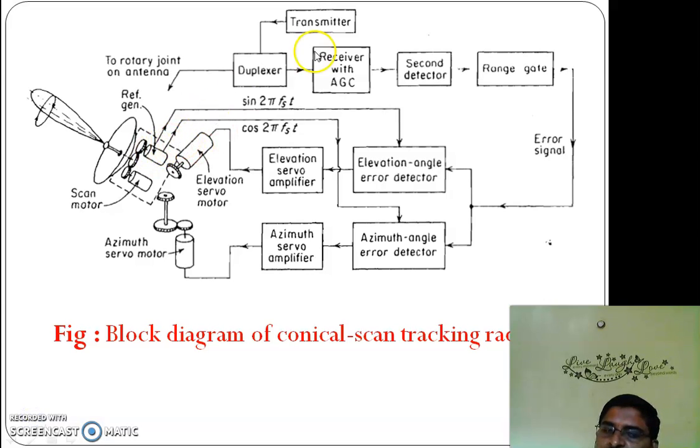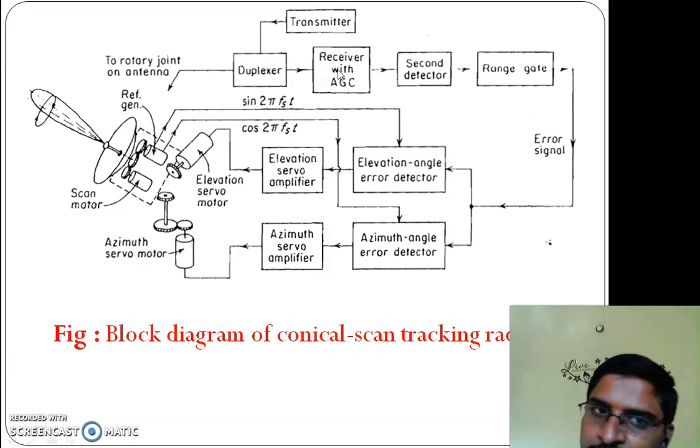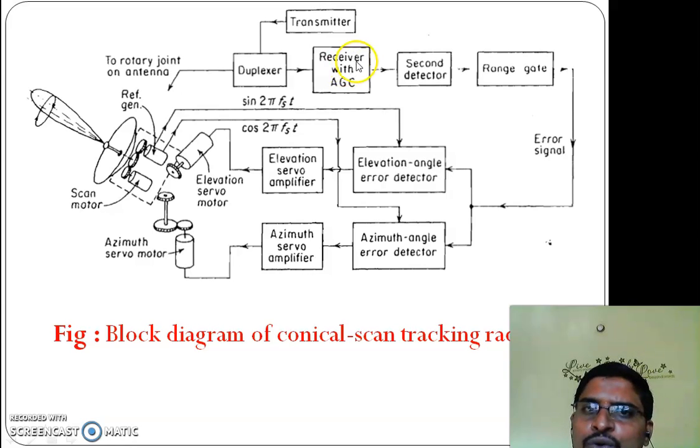That echo signal is received by the receiving antenna. Here AGC, automatic gain control, is used, which prevents saturation of the receiver. One more thing: the amplitude of the echo signals fluctuates due to some internal fluctuations of the target and other problems. So to make the echo signal amplitude constant, we are using the AGC circuit. This is the second detector. The purpose of the second detector is to extract the Doppler information or to extract the modulation. The range gate is used to find the range.